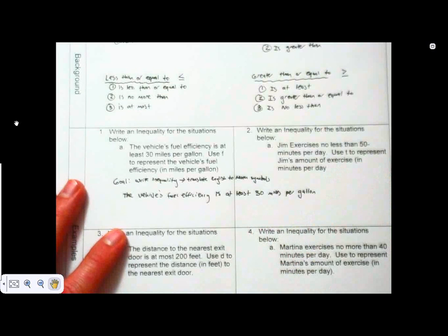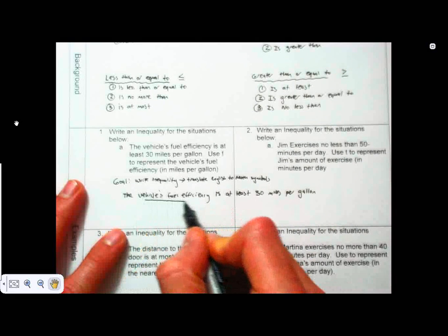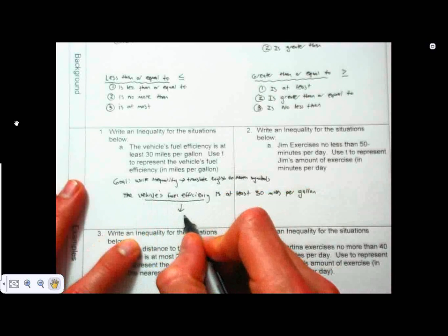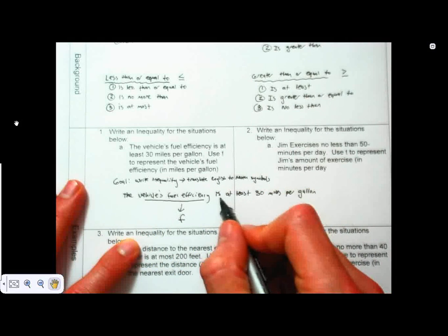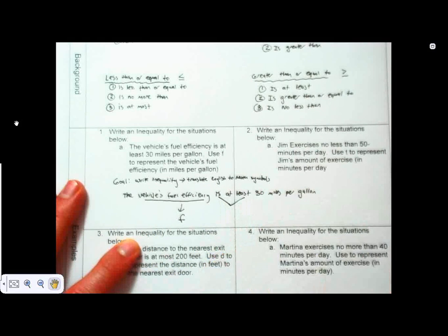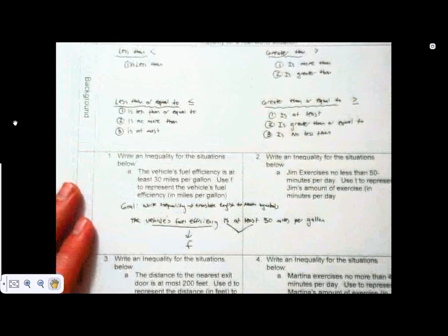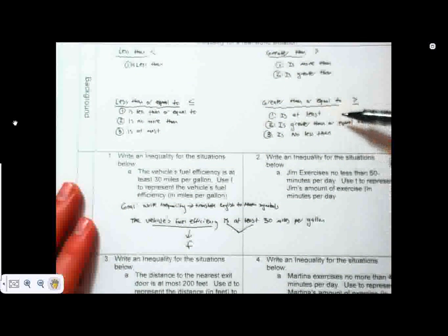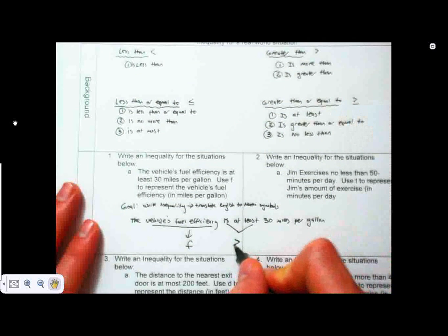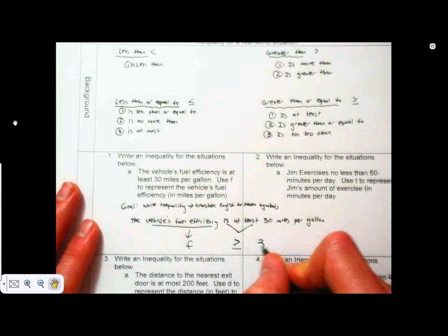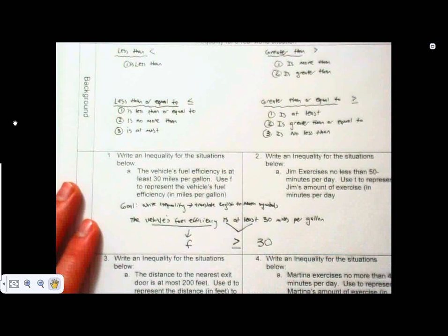And now what I'm going to do is literally do a word-by-word translation. So what they tell me is that vehicle's fuel efficiency is what they want me to call F. So we have F, and then I see the words is at least. Well, if I look up at my keyword section, is at least is going to fall under the greater than or equal to. So I know that this means greater than or equal to. And then 30 miles per gallon I can represent with just 30. And that's it.